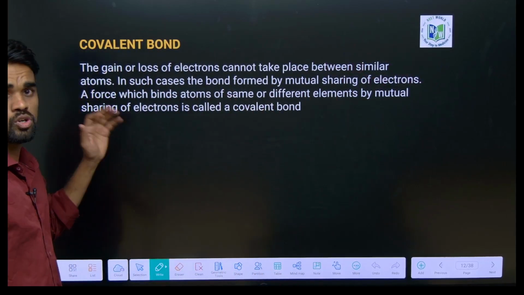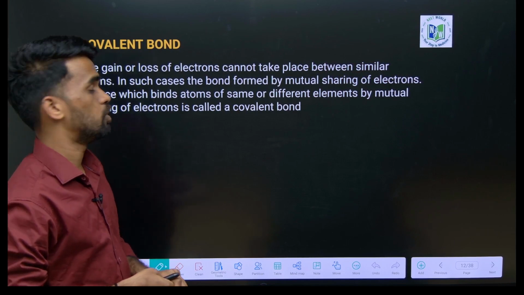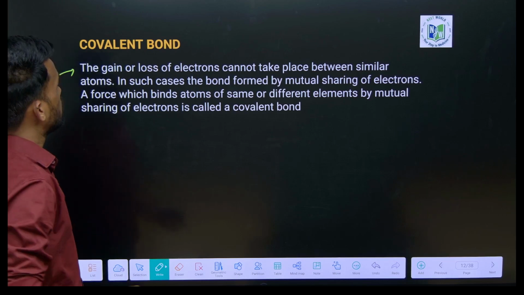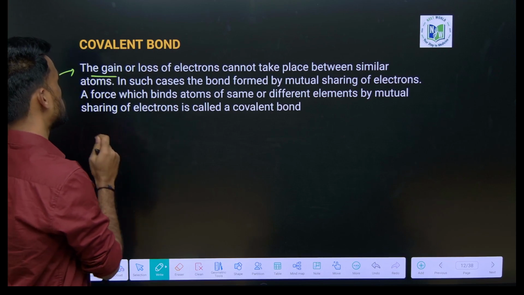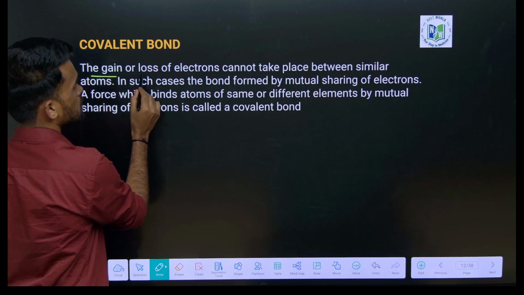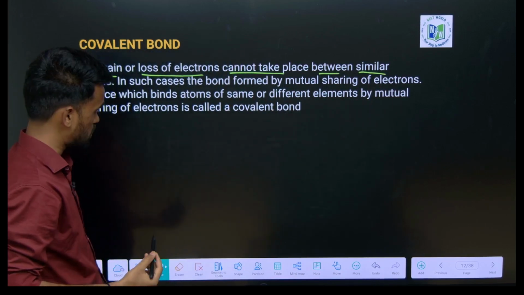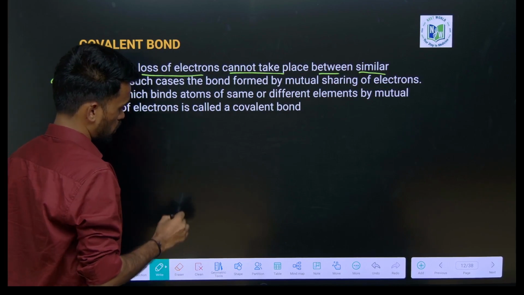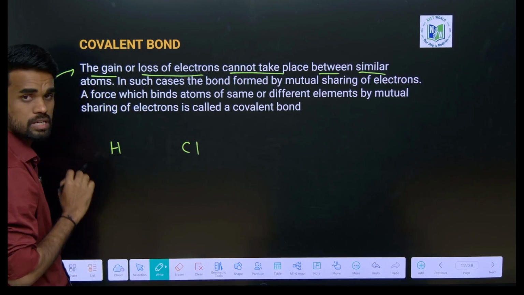Next, that is about ionic bond formation, and now let us discuss covalent bond. So what exactly is a covalent bond? We already discussed it at the beginning in the intro part, but let us look into it once again. The gain or loss of electron cannot take place between similar elements. Similar elements means, for example, elements belonging to a particular group, let us say halogens only, or you can take the hydrogen family, like the hydrogen atom also.